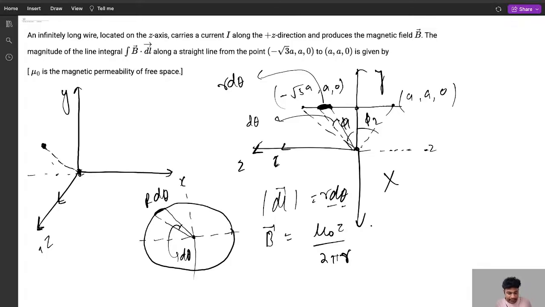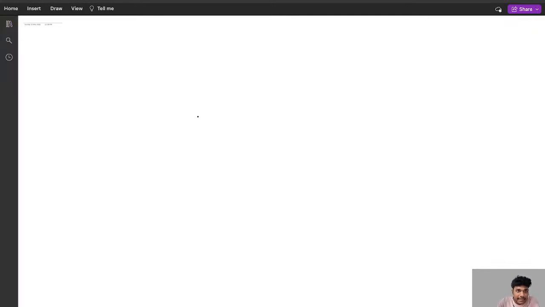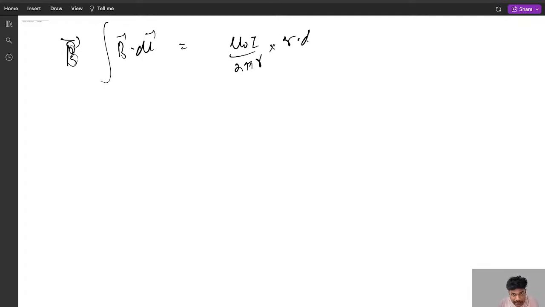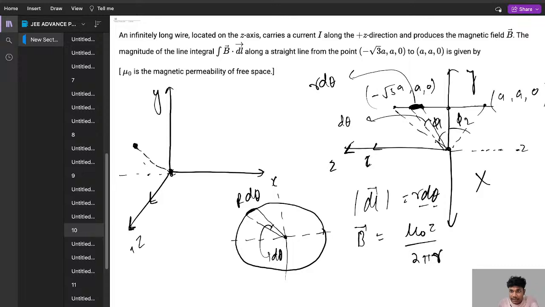So what is B dot dl? Let me move to the next page. Do you understand this? That is B vector, our B dot dl. The integral of B dot dl is equal to, what is our B? That is mu naught I upon 2 pi r into r into d theta. If we integrate it, what is the limit of integration? The limit is from theta 1 to theta 2, right?